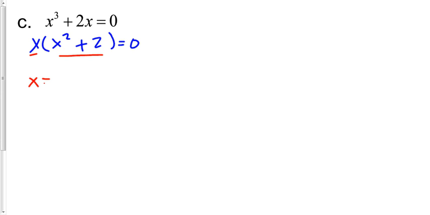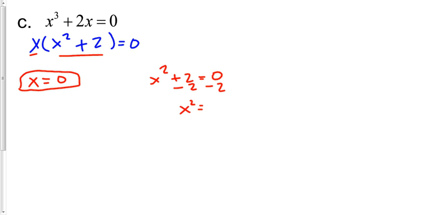Let's set them equal to 0. So x equals 0, and x squared plus 2 equals 0. This first one is solved already. X equals 0, that's one of our roots. In the second case here, I have to subtract 2 on each side to get x squared equals negative 2. Now we're going to take the square root of each side. I know that my solutions here are imaginary because I'm taking the square root of a negative number.